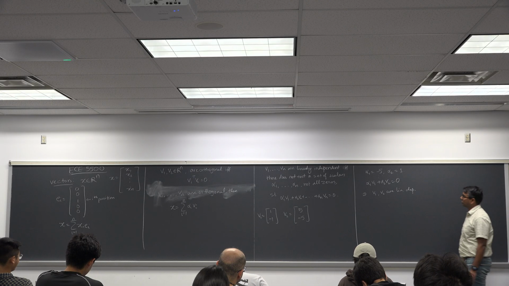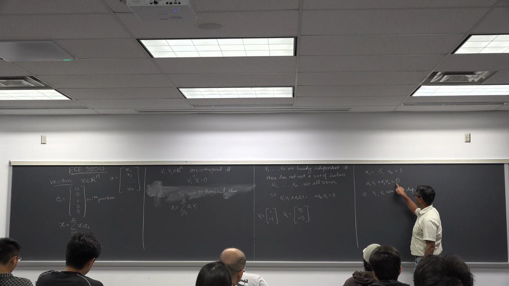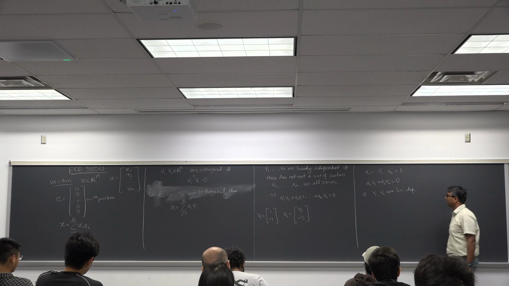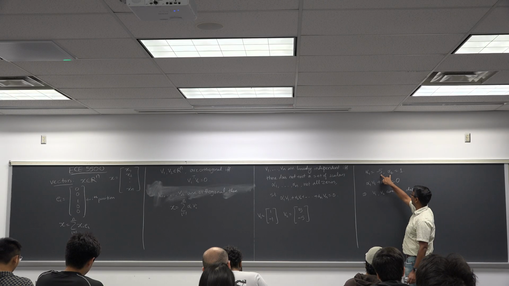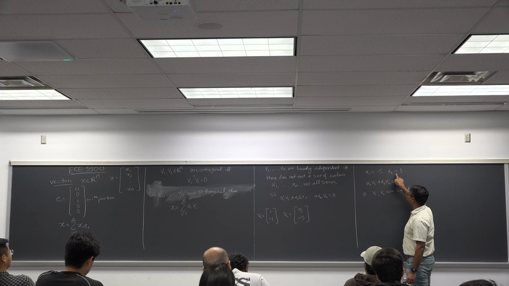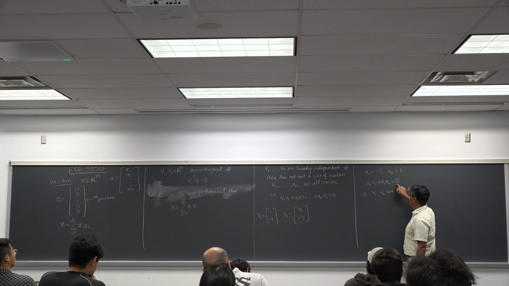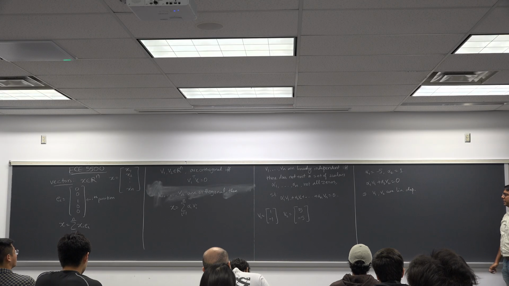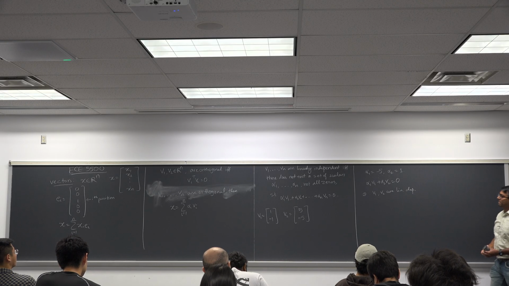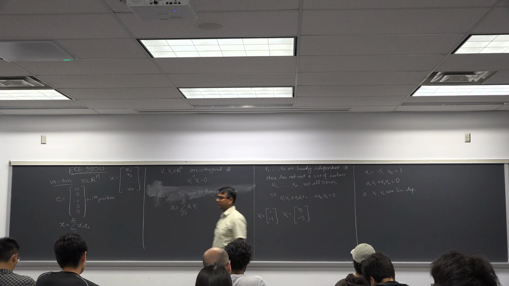So if I can find non-zero alpha 1 and alpha 2 such that this equation holds, then they are linearly dependent. On the other hand, if I was not able to find, if alpha 1 has to be 0 and alpha 2 has to be 0 in order for this equation to hold, then v1 and v2 are linearly independent. Any questions so far? Perfect.